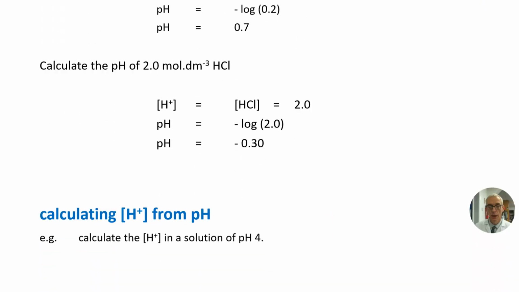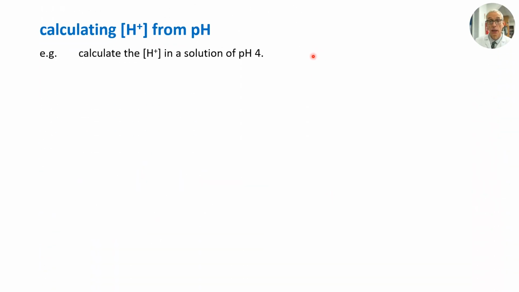One use of known pH is to calculate the concentration of hydrogen ions in a solution. So if we take the example of a solution of pH 4, calculating the concentration of H+ ions in that solution. So we start with the definition of pH. We put in the value that is known.